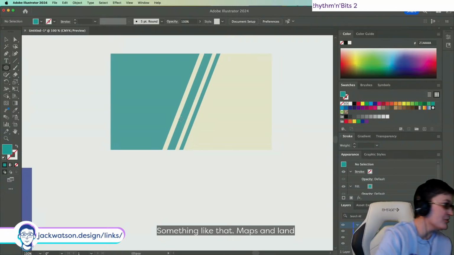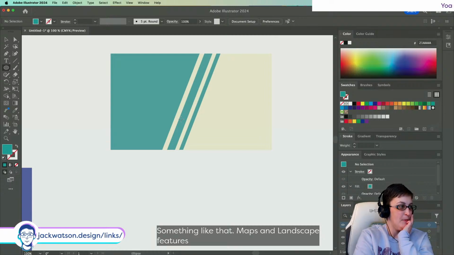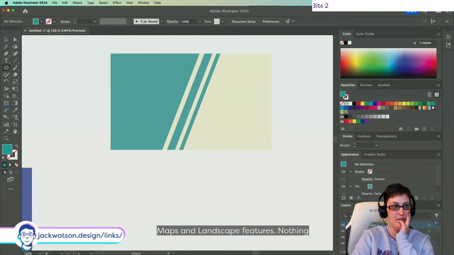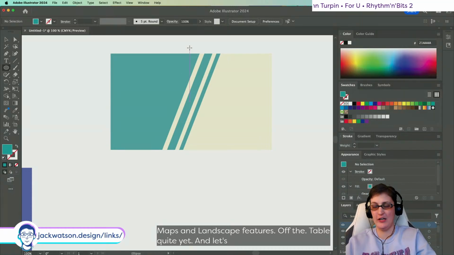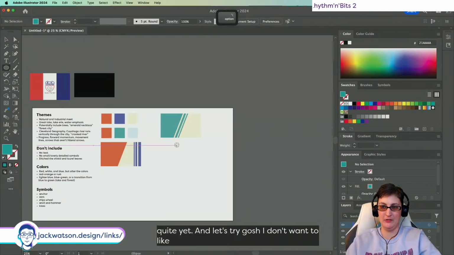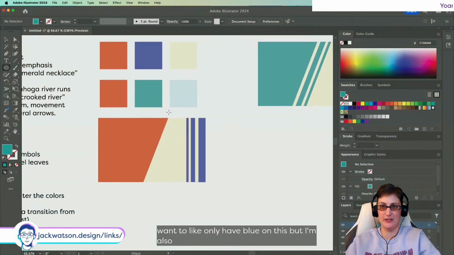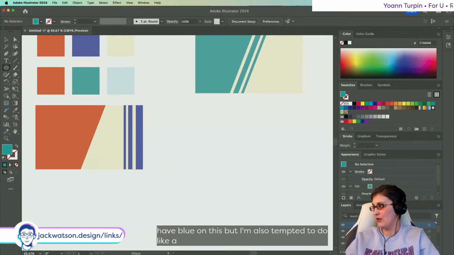Maps and landscape features often work in flags, trees, water, palm. Native palm is hard to include. Potentially, but you know, nothing's off the table quite yet. And let's try... Gosh, I don't want to only have blue on this, but I'm also tempted to do like a... Let's see.